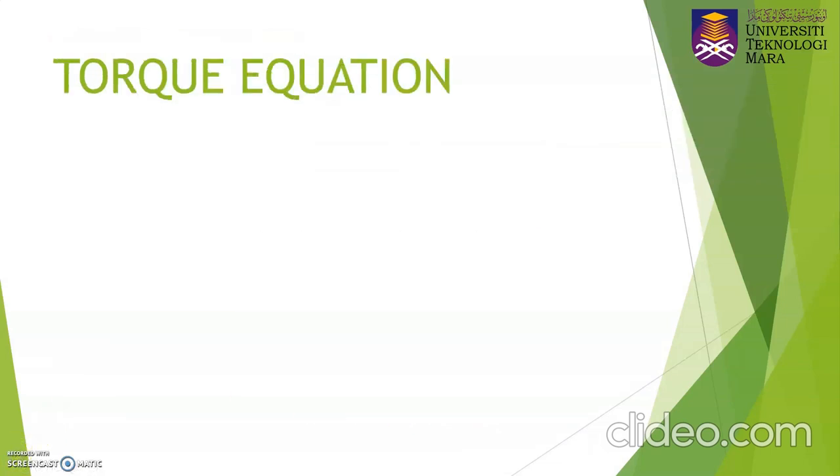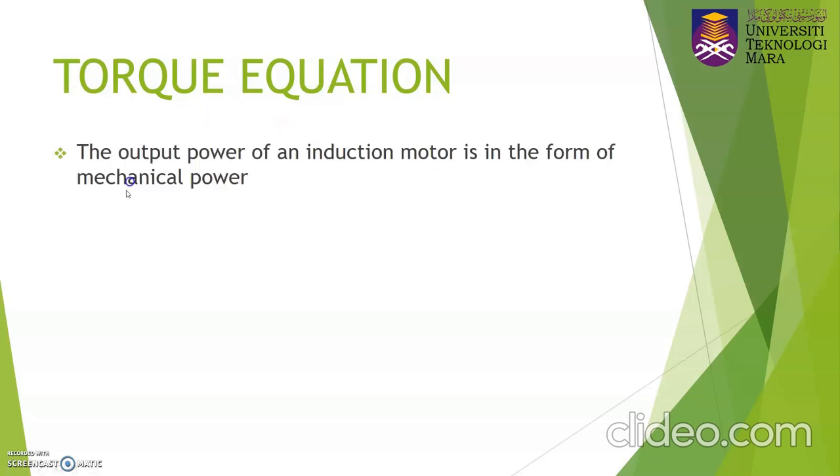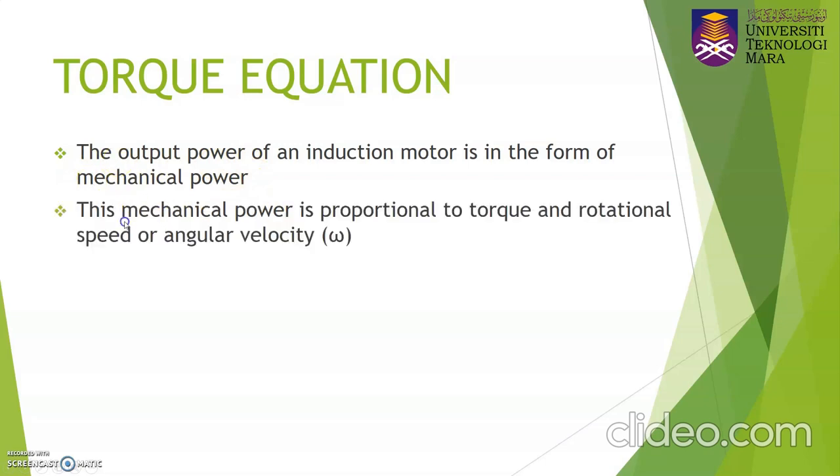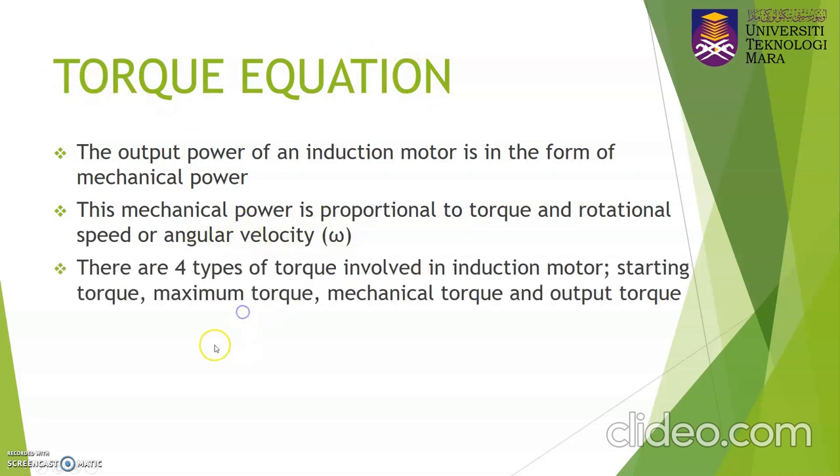Next, we will look at the topic of the torque equation. The output power of an induction motor is in the form of mechanical power. For the induction motor, the input is electrical power, but the output power is in terms of mechanical power. So the mechanical power is proportional to torque and rotational speed, or angular velocity. That's why you have a torque equation for the induction motor.